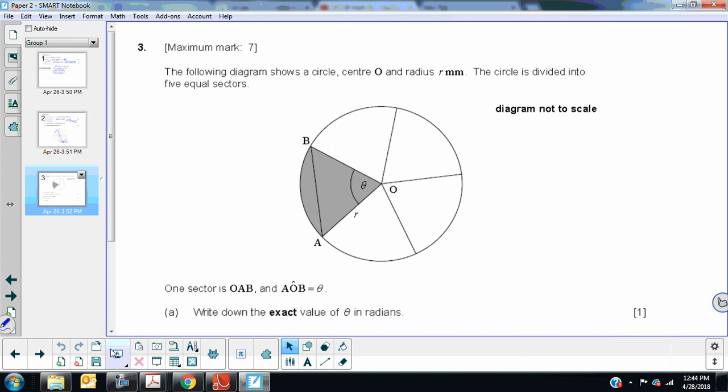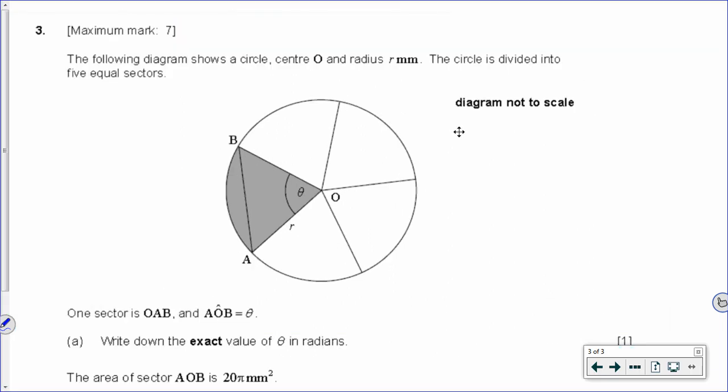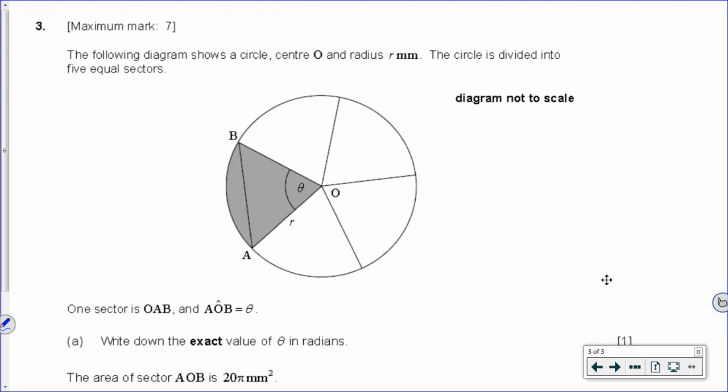In this video, I'm going to go over question 3 from the November 2016 paper 2 for IB Math SL. It is a circle with center O and radius R. The circle is divided into 5 equal sectors.